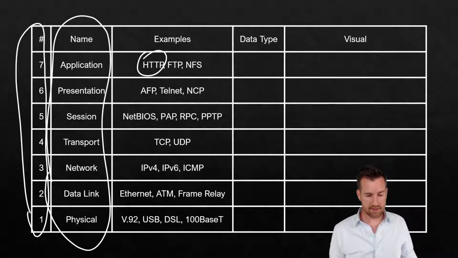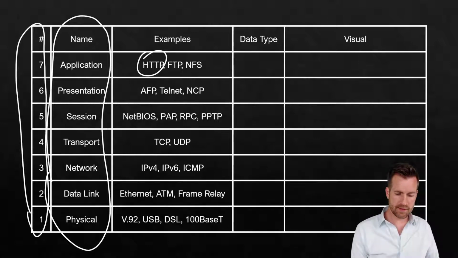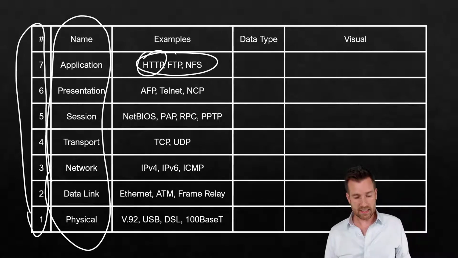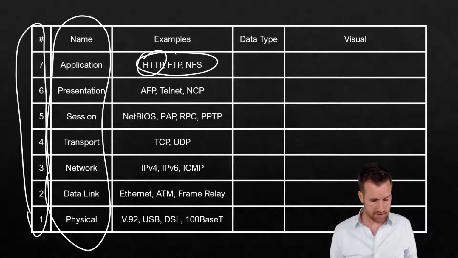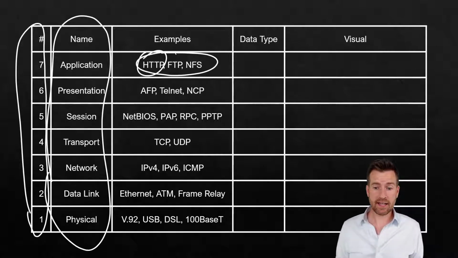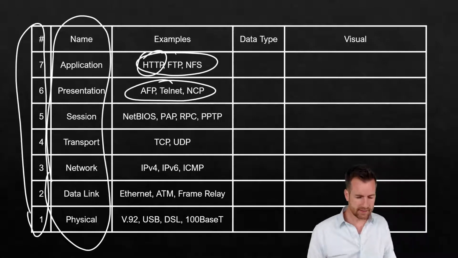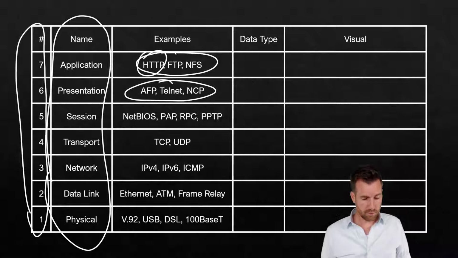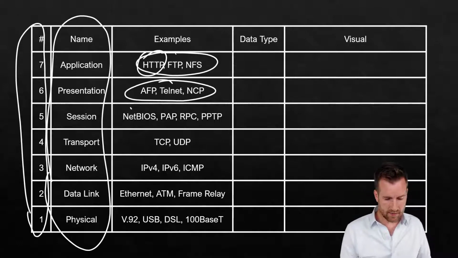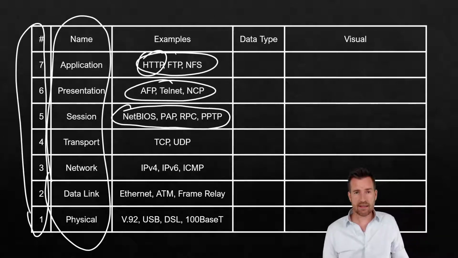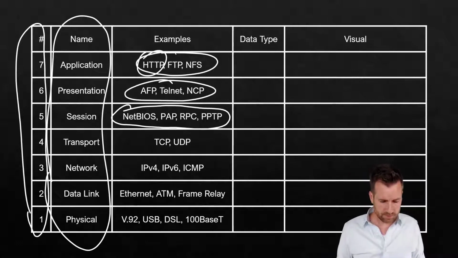Layer 7 is the application layer. Some examples are HTTP, FTP, and NFS. We've talked about HTTP and FTP already in this class. Then there's the presentation layer, layer 6. Some examples of that are AFP, Telnet, and NCP. So those are a few protocols that are examples. In layer 5, the session layer, NetBIOS, PAP, RPC, and PPTP all are examples that fall under the session layer.